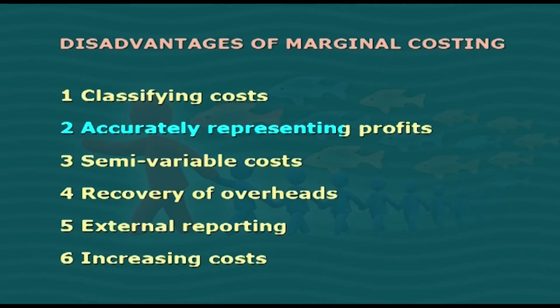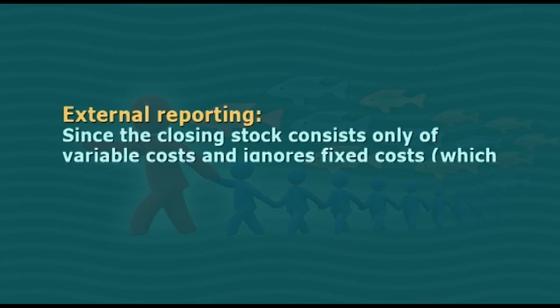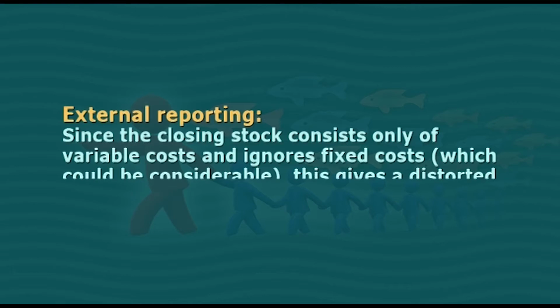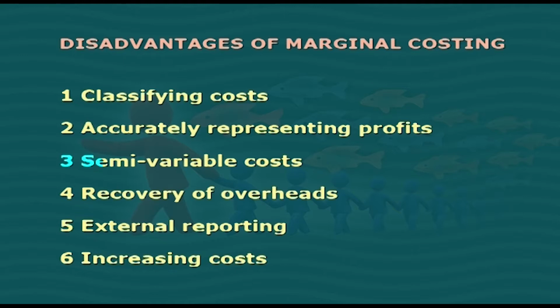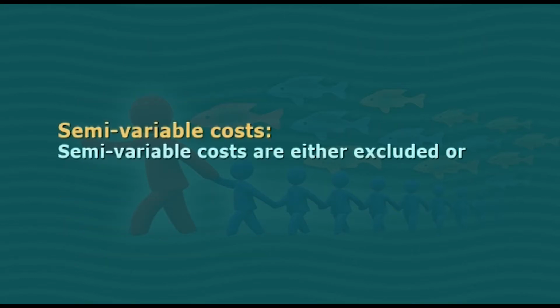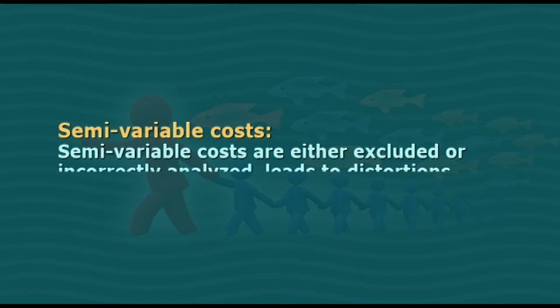Second is accurately representing profits. Since the closing stock consists only of variable costs and ignores fixed costs, which could be considerable, it gives a distorted picture of profits to the shareholders. Third disadvantage is semi-variable cost. Friends, semi-variable costs are either excluded or incorrectly analyzed, and that leads to distortions.